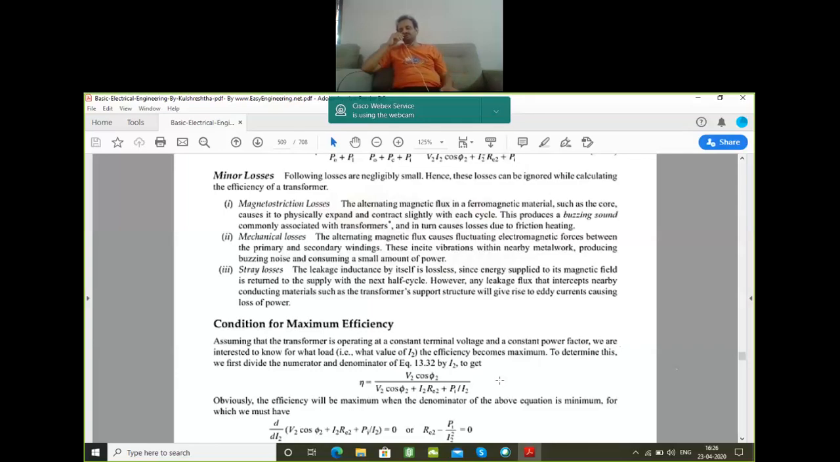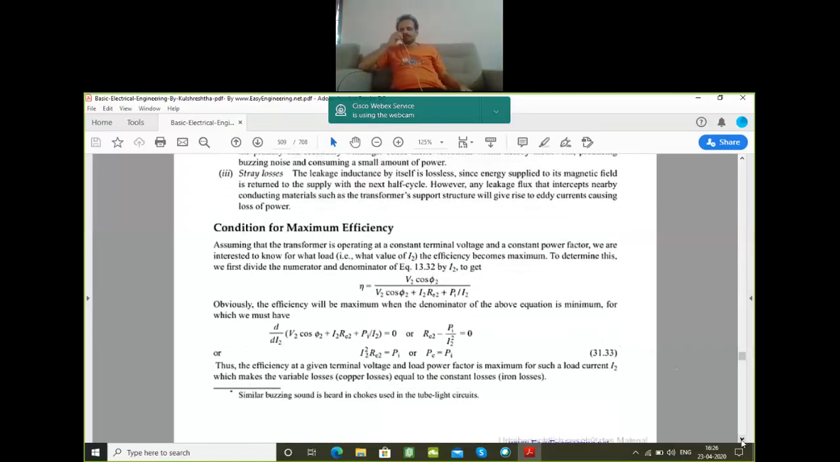If you differentiate, V2 cos phi 2 becomes 0, I2 Re2 becomes Re2, and Pi by I2 becomes minus Pi, or PL, by I2 square. If you equate that to 0, I2 square Re2 is equal to Pi, or PC is equal to PL. So that is the equation: copper losses equal iron losses.